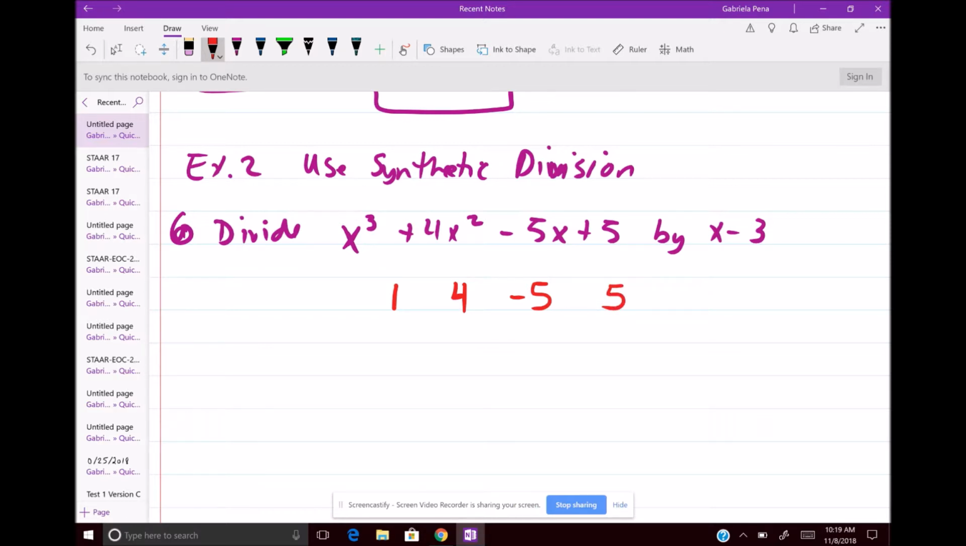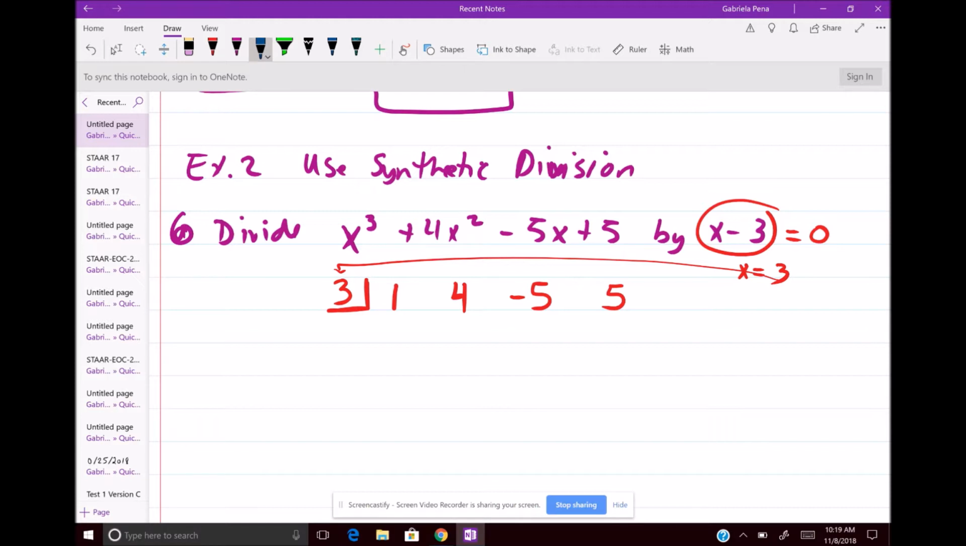Now, whatever they tell you that they're dividing by, I'm going to set it equal to 0 and find out what x is. If I solve that for x, what does it become? 3. X is 3. So I will do synthetic division. This is a different way to do it. So that is your divisor. This 3 is the one that we put right there, just in case you're wondering where that came from.